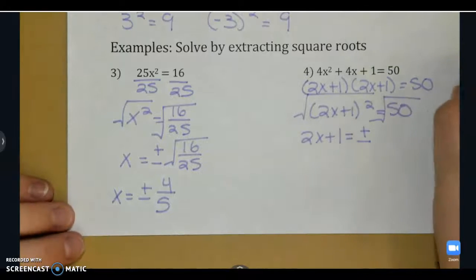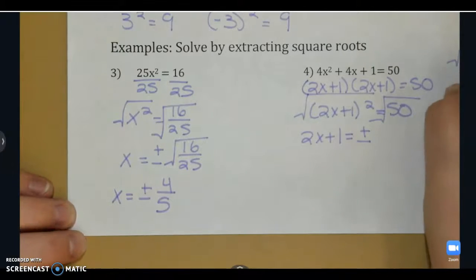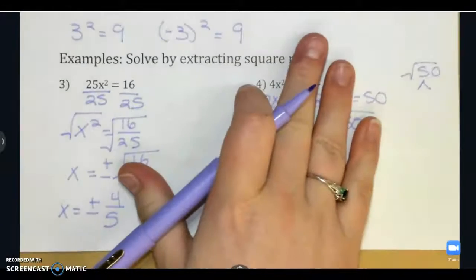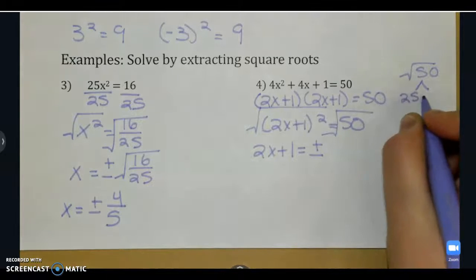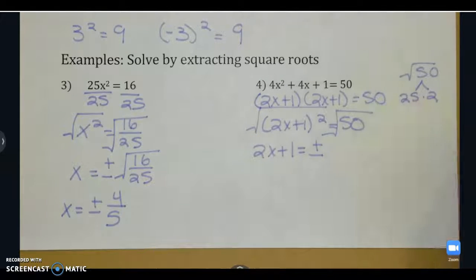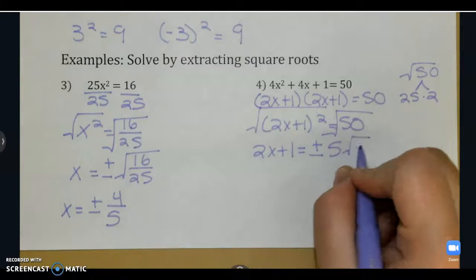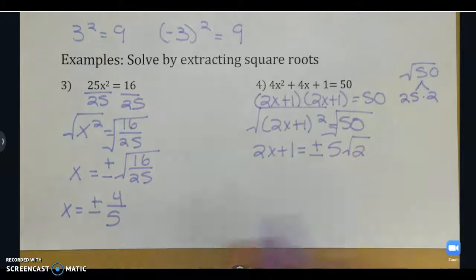Now 50 is not a perfect square, so I have to simplify this radical. So I'm looking for factors of 50 that are perfect squares, and that would be 25. So I can take out the square root of 25, which is 5, and the 2 stays inside the radical.